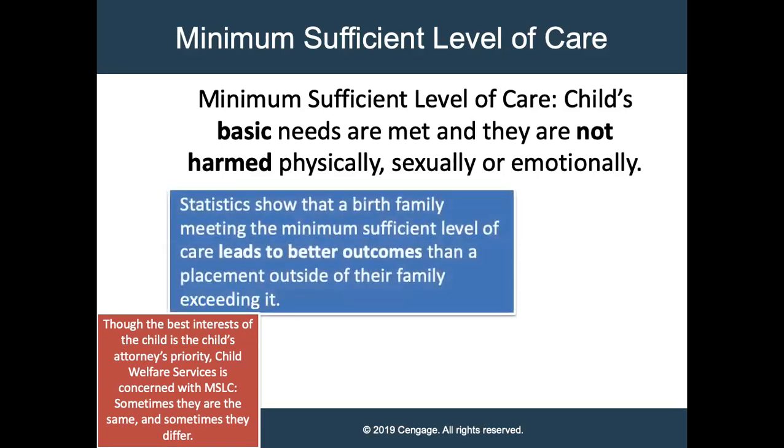The reason why this is the standard is because there is a huge body of research that shows that a birth family, and I don't just mean parents here, but the family that you come from, the blood relatives that you have, as long as they're meeting the minimum sufficient level of care, those children have better outcomes than being placed outside of their family, even if the place where they're placed is amazing, even if that family has access to amazing schools and lots of baby Mozart and all of that stuff.